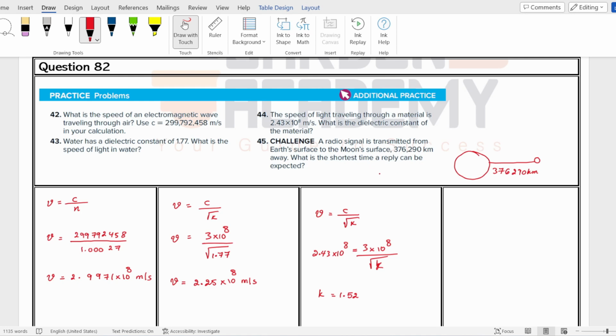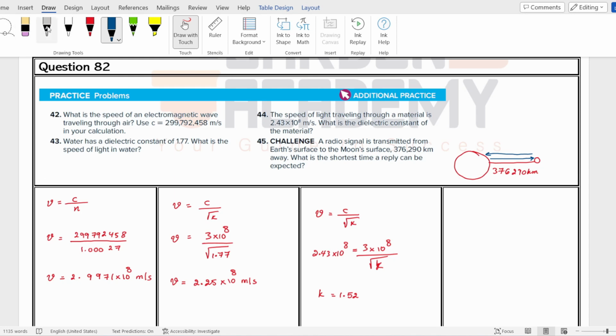in vacuum, which is 3 times 10 to the power 8. Since he is asking for the shortest time of reply, this is a back and forth trip. So it will go to the moon, be reflected from the surface of the moon and go back to the surface of the Earth. So instead of using this distance once, we have to use it twice, meaning multiply this number by 2.